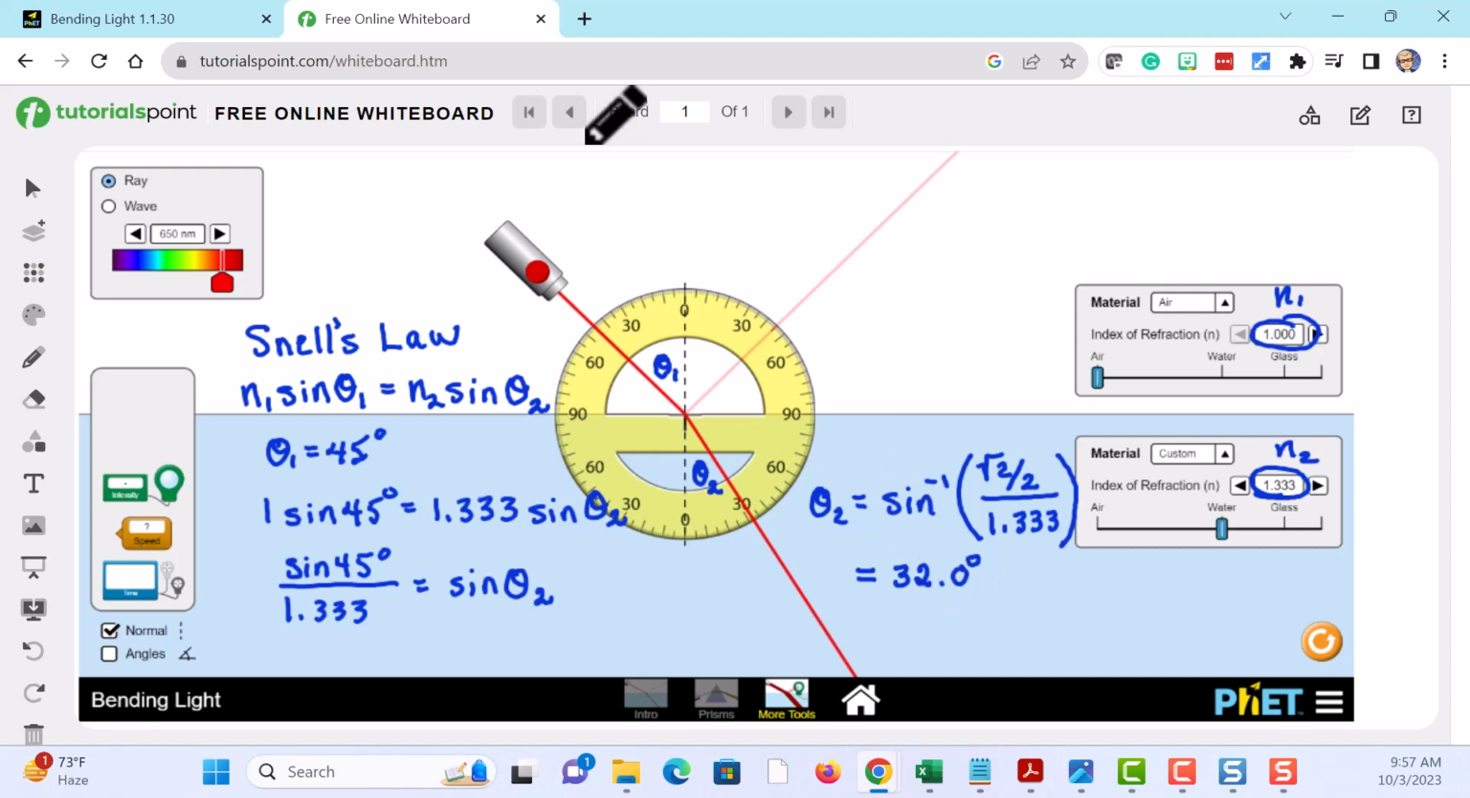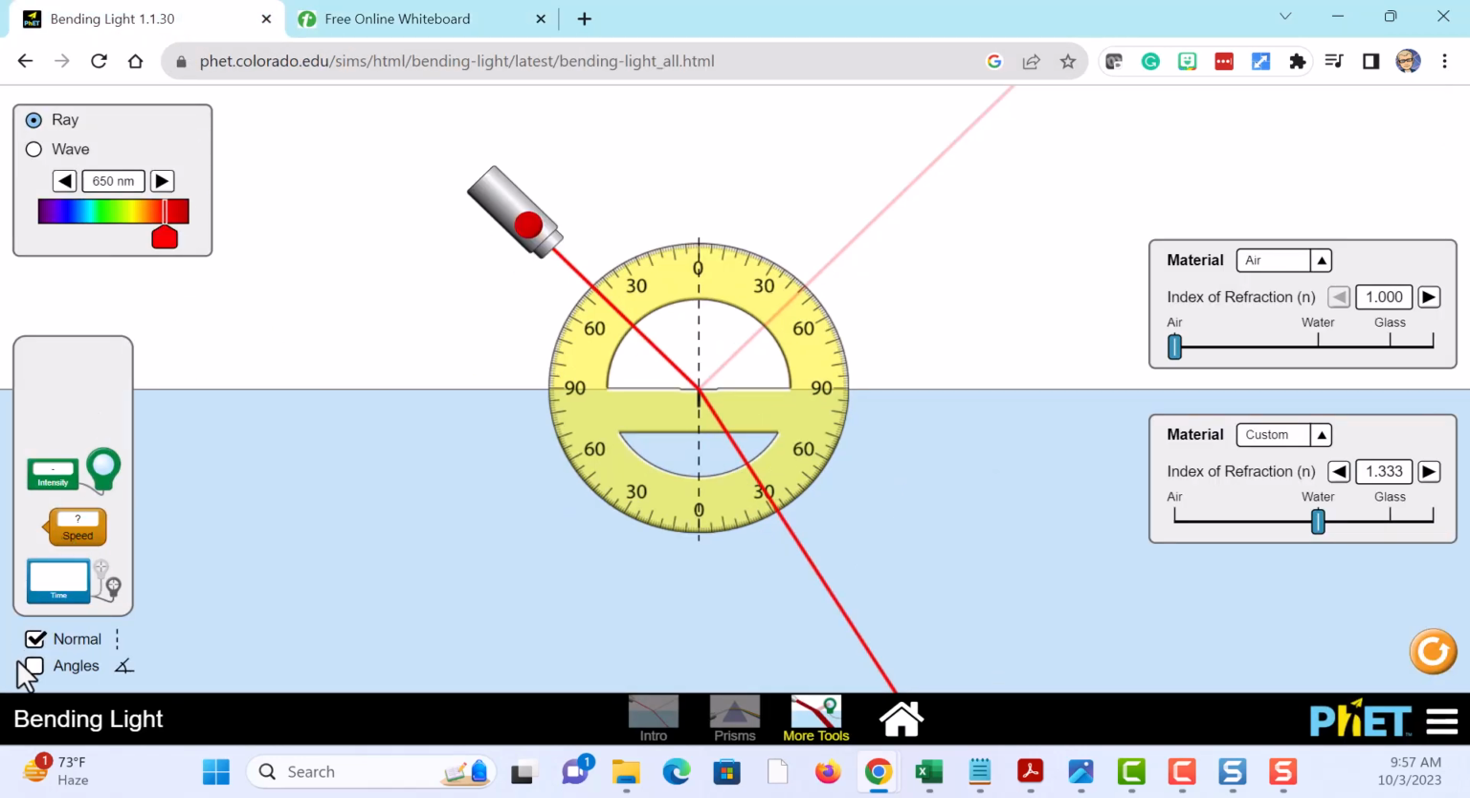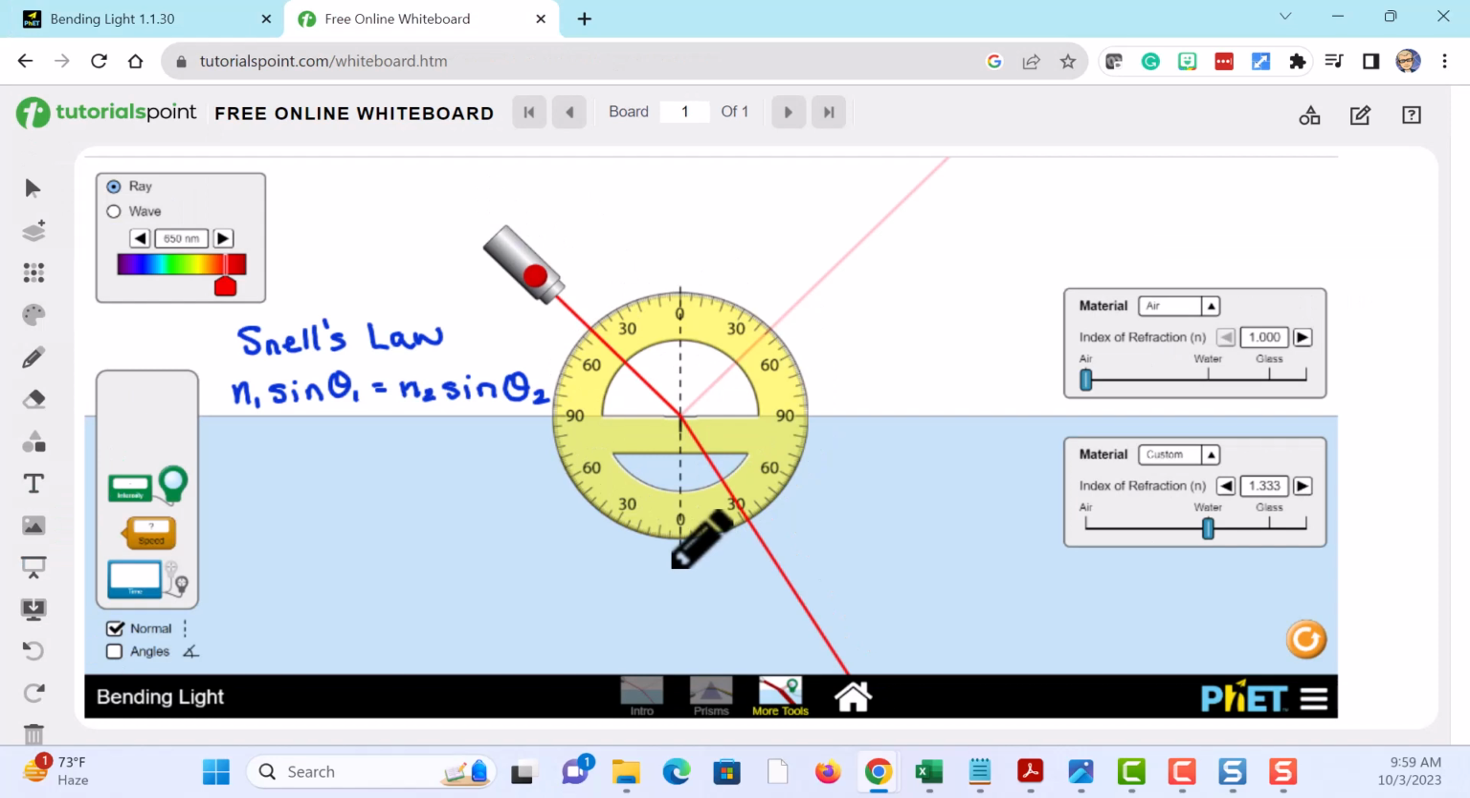We can go back to the simulation to verify that. If I turn on angles, we can see that the angle of incidence is 45 degrees and the angle of refraction is 32.0 degrees. Now, one question that we might ask ourselves is, what would the angle of incidence have to be in order for the angle of refraction to be exactly 30 degrees? Let's go back to our whiteboard and investigate that question.